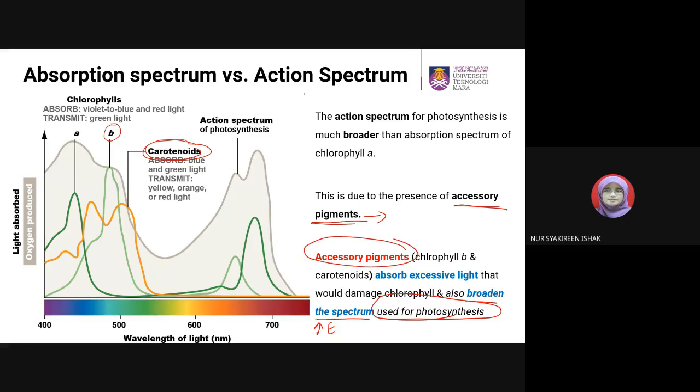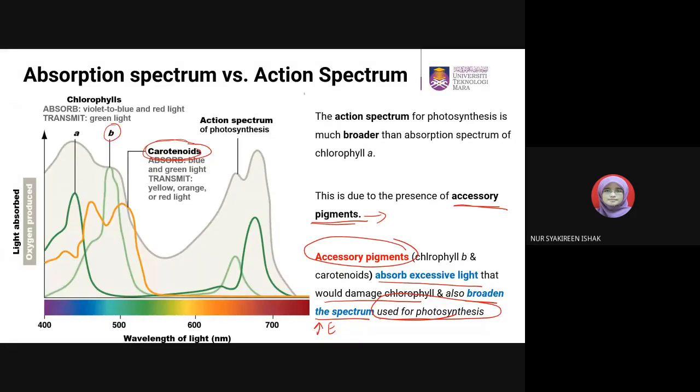So there is more pigment to absorb more light energy. Okay, it broadens the spectrum again, and also the function of accessory pigments is to absorb excessive light that would damage the plant, the chlorophyll.